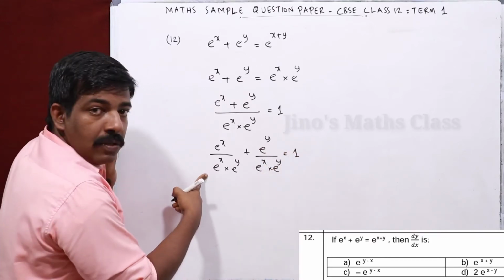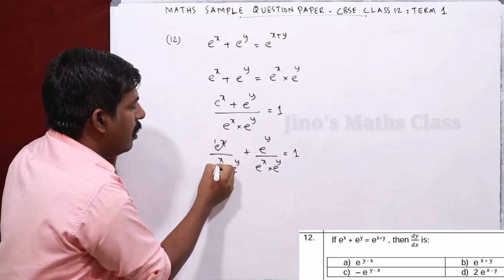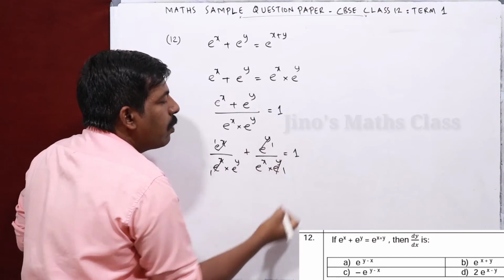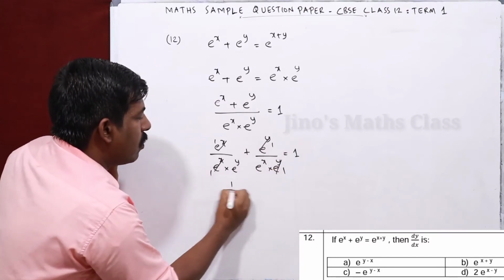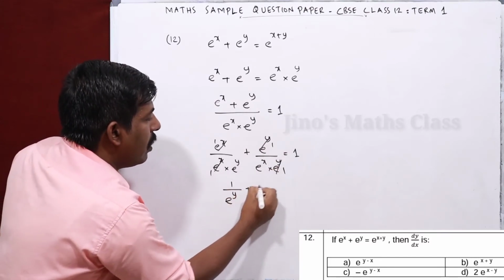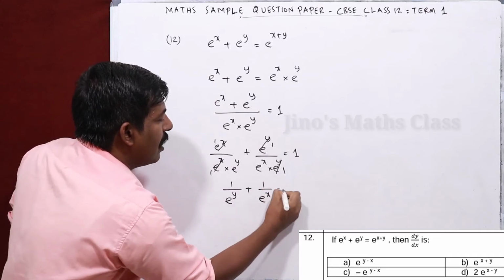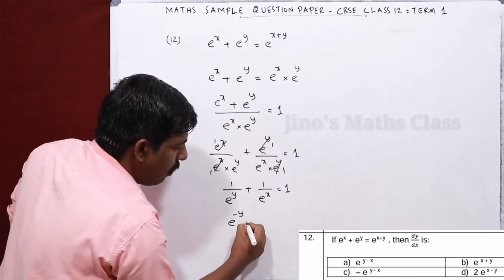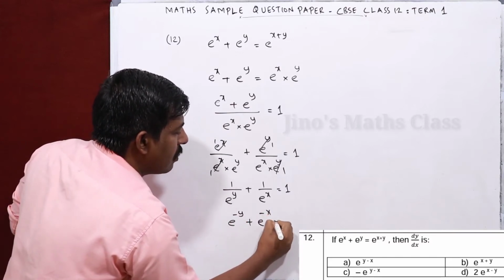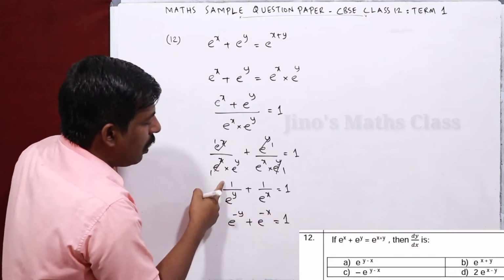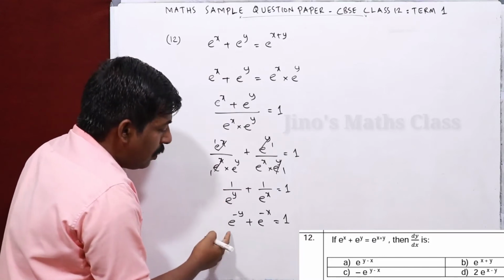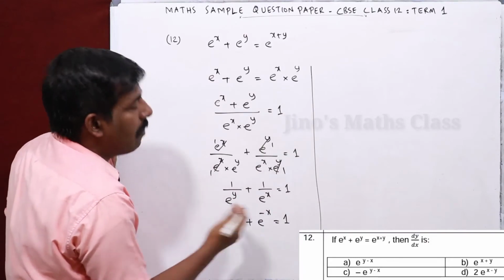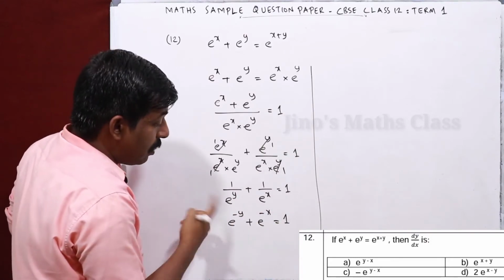Now here we can cancel e power x from numerator and denominator. In this case we can cancel e power y from numerator and denominator. That means 1 divided by e power y plus 1 divided by e power x, that is equal to 1. Or we can write it as e power minus y plus e power minus x, that is equal to 1. We know 1 divided by a power n, that is equal to a power negative n. After that, now we can differentiate on both sides with respect to x.